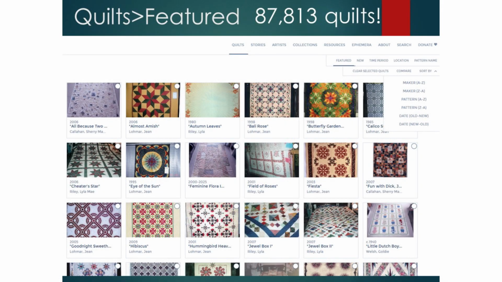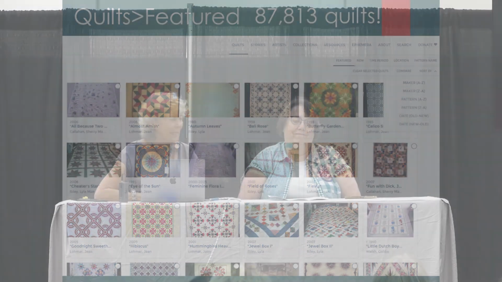And look at what we've got today. As of today, we have 87,813 quilts in this Quilt Index. And that is massive. And a person humanly cannot absorb all of that information, which is why I mentioned the tools that we've continued to be developing. But I did want to tell you more about the content.